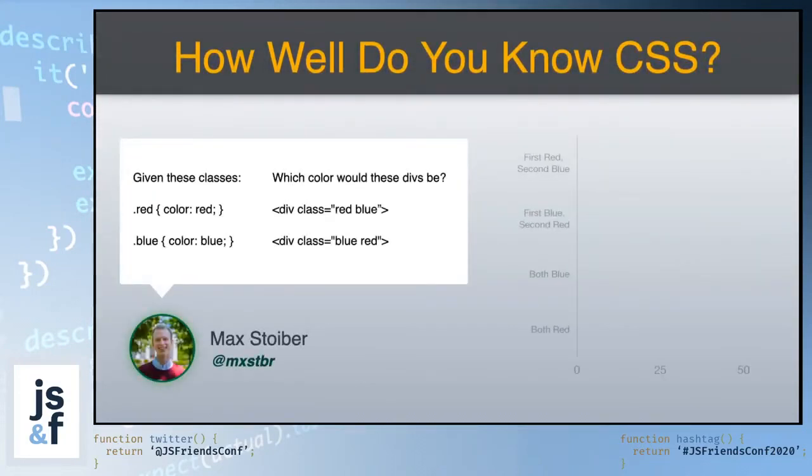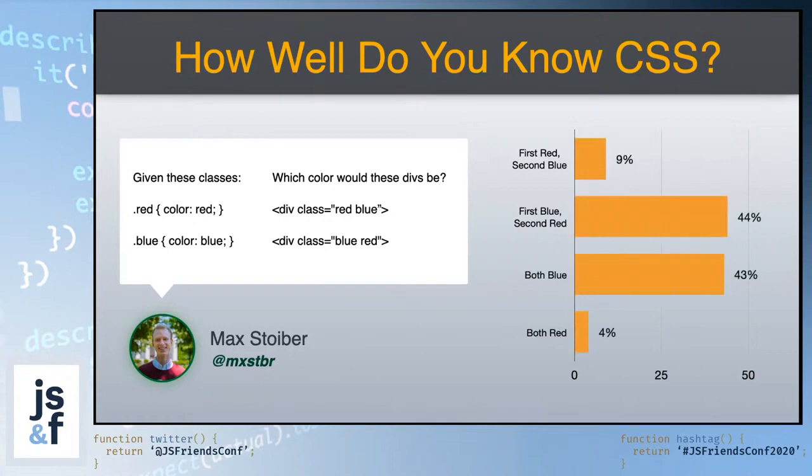There was an interesting question that Max Stoiber asked on Twitter a few years back. Given these classes, which color would these divs be? And these were the results of the poll. 44% of people thought that the first div would be blue and the second one would be red. 43% thought they'd both be blue. 9% thought the first one would be red, but the second one would be blue. And 4% thought both would be red.